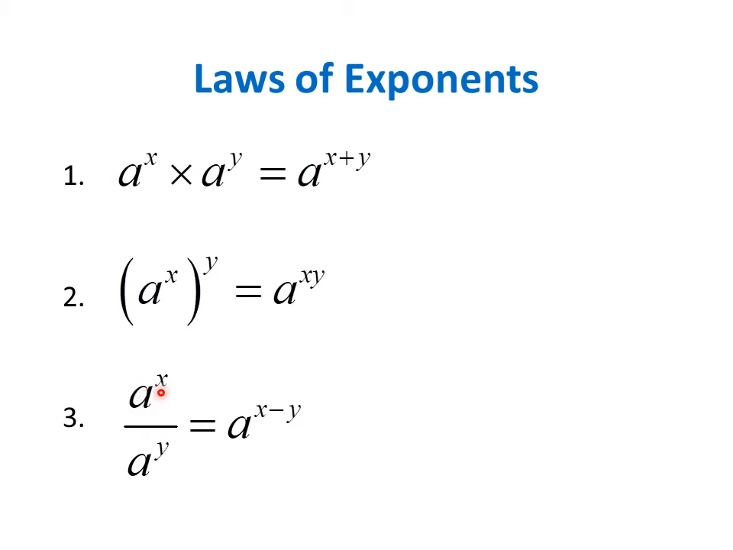Next, a to the x divided by a to the y is equal to a to the x minus y. So if we are dividing two exponential expressions and they have the same base a, we copy the base a and we subtract the exponents. So x minus y is x minus y.